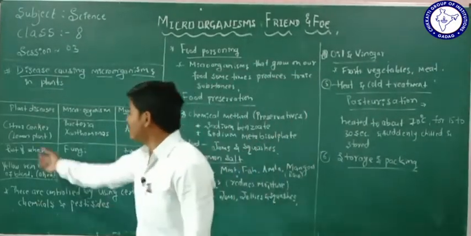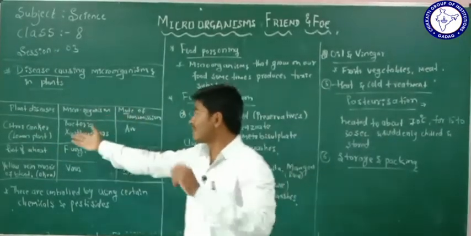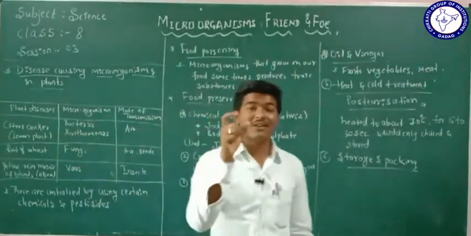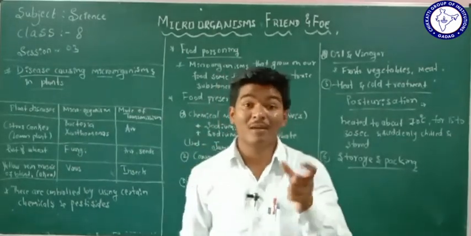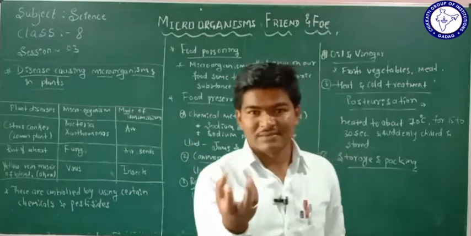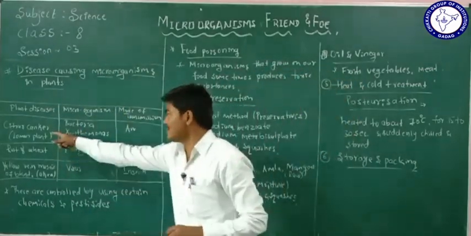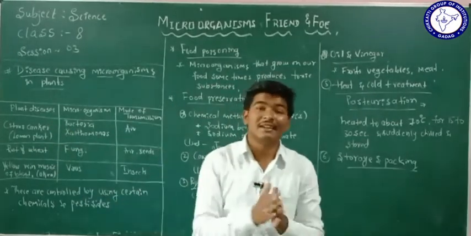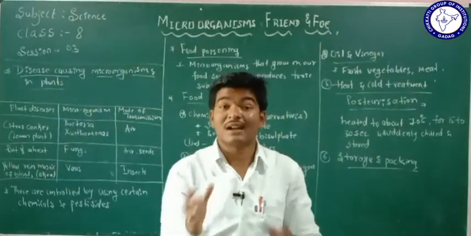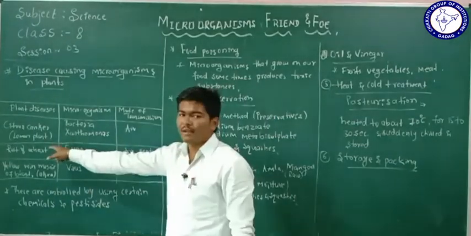First, I am taking citrus canker. The name itself tells citrus canker. This is one of the diseases caused in citrus fruits like lemon and orange. Have you understood? The fruits which have citrus are called citrus fruits. This citrus canker is caused in citrus plants. One example I am taking here is a lemon plant.